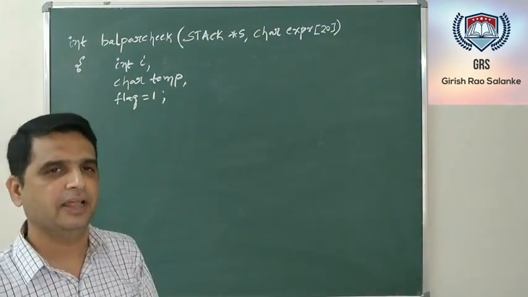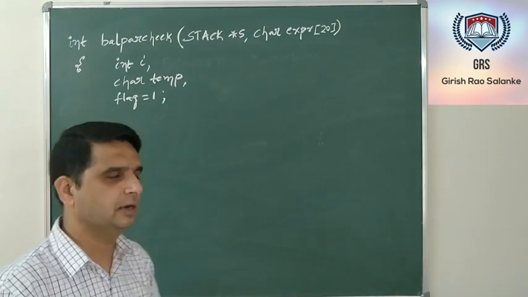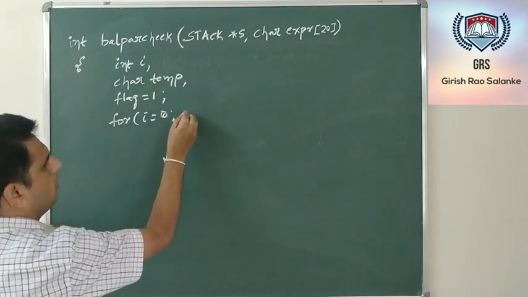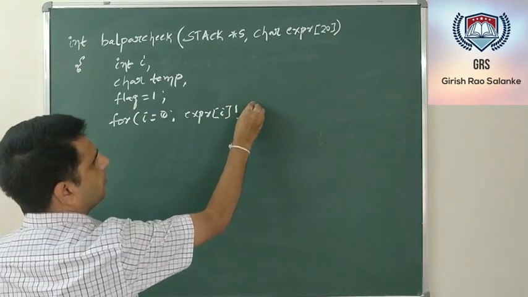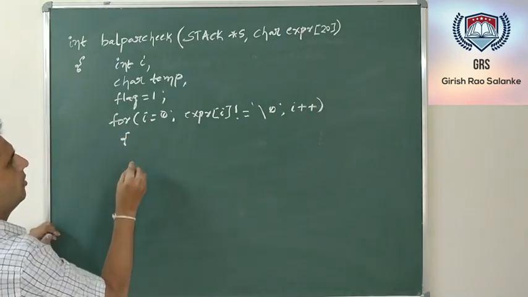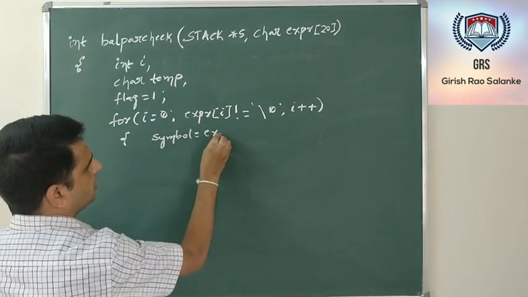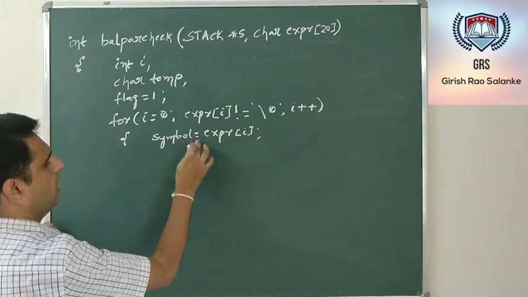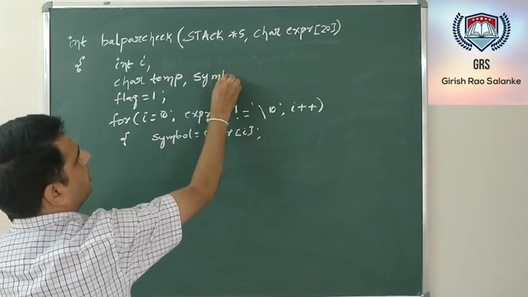Now coming to the statement, the input is an expression. I have to check whether that particular expression is balanced or not. So I need to go through all the characters in that expression, so I am taking a for loop. For i equal to 0, expression of i not equal to the null character, i plus plus. Symbol is equal to expression of i. So expression is a string and one of its characters is stored in symbol. I will declare one more variable by name symbol.